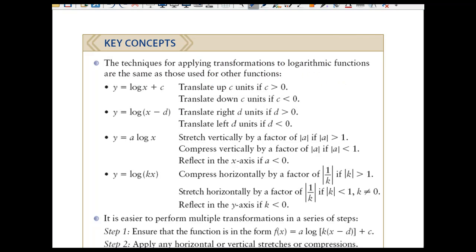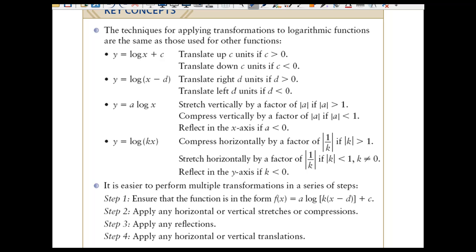Once again, these key concepts outline the techniques that we used. There's our translation up, our translations left or right, our vertical stretch or compression, and our horizontal stretch or compression. And there's that 1/k value. And notice these are absolute value signs, which means when you're stretching or compressing, you're doing it by a positive value. If k is less than 0, or if a is less than 0, then you do have that reflection piece, but that's separate.